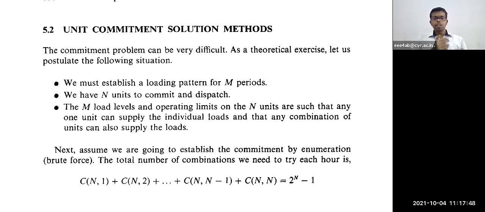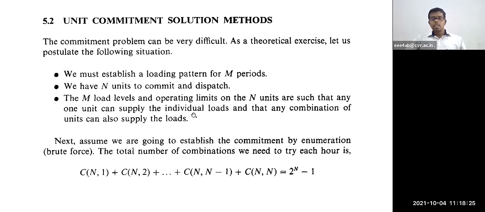So what we need to do is we must establish the loading pattern for capital M periods, and we have n units to commit and dispatch, n number of generating units, and also M load levels and operating limits on the n generating units are such that any one unit can supply the individual loads, and that any combination of units also can supply the loads.